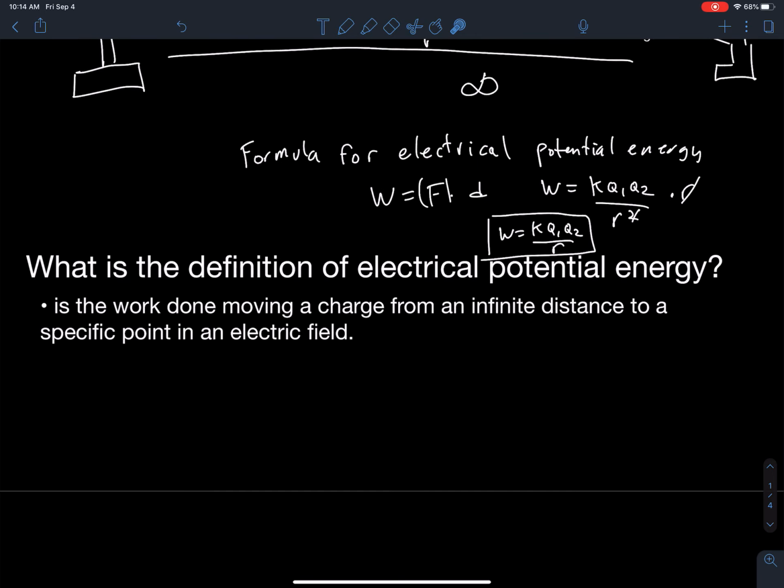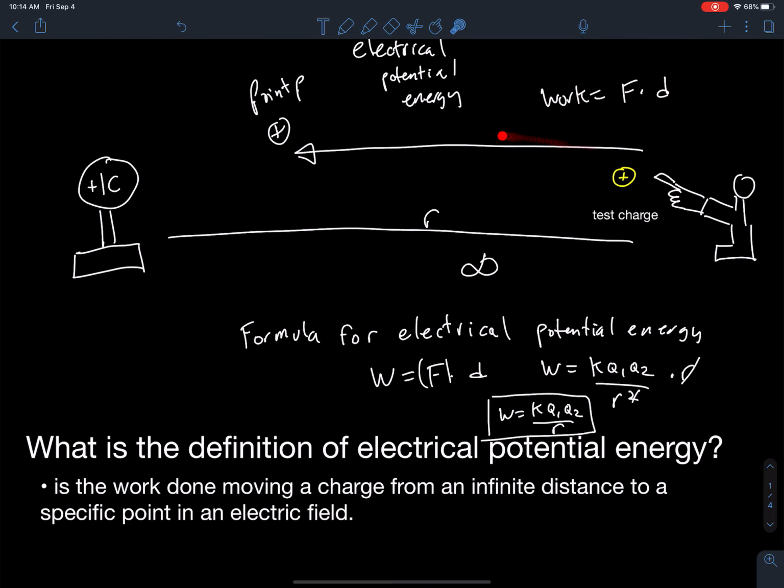So what is the definition in a nutshell? If I had to derive this on an exam, I would say it's the work done moving a charge from an infinite distance to a specific point in an electric field. That's what we just described in this picture above. That is the definition. You have to remember that. So electrical potential energy is the work done, not energy stored. It's the work done moving a charge from an infinite distance to a specific point in an electric field, and it's calculated using that formula right over here.